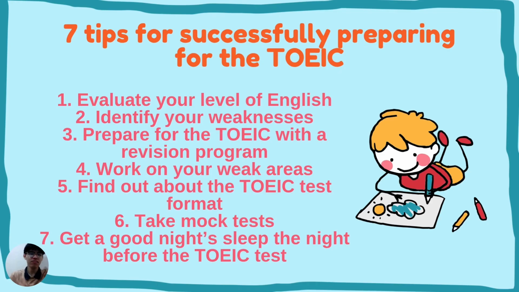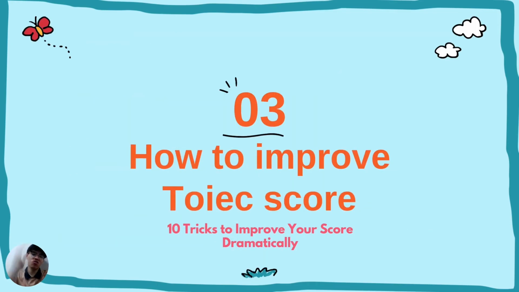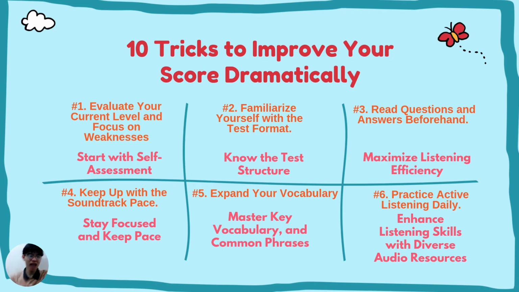Okay, next slide. How to improve TOEIC score: 10 tricks to improve your score dramatically. Number 1, evaluate your current level and focus on your weakness. Start with self-assessment. That's the only way, man. Number 2, familiarize yourself with the test format. Know the test structure. Number 3, read the questions and the answers beforehand. Maximize listening efficiency. Number 4, keep up with the soundtrack pace and stay focused.